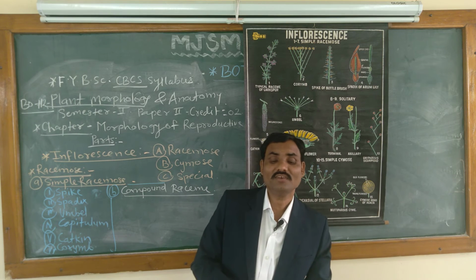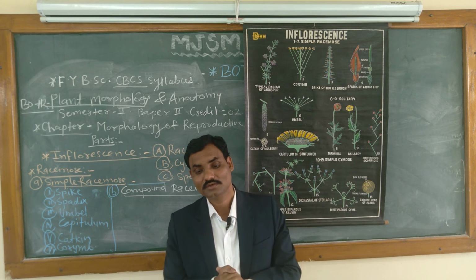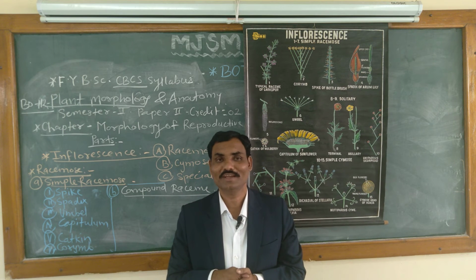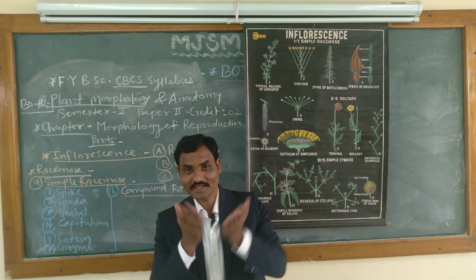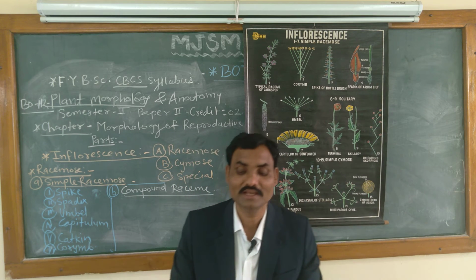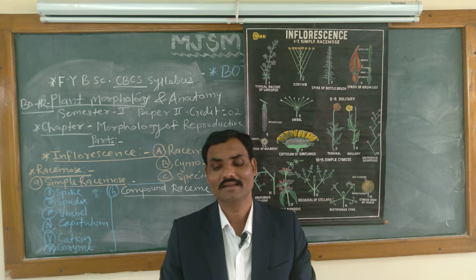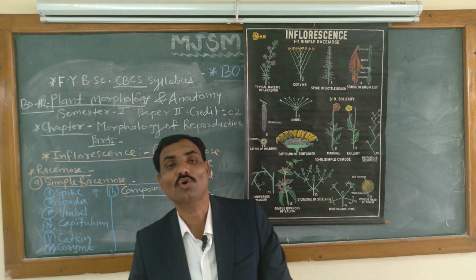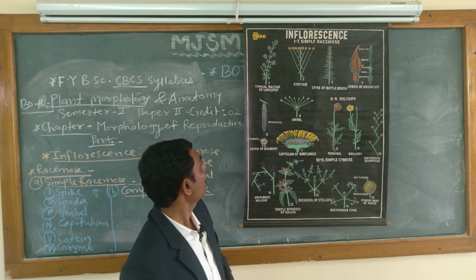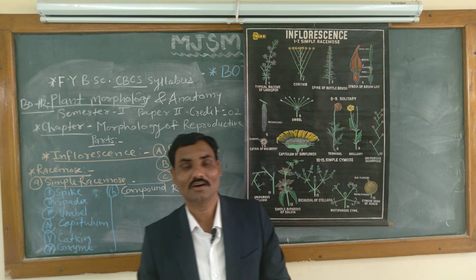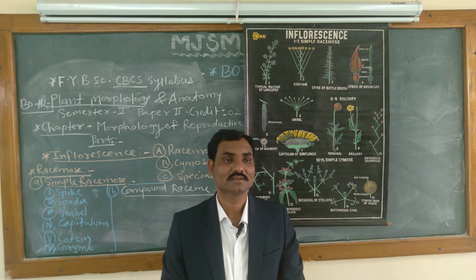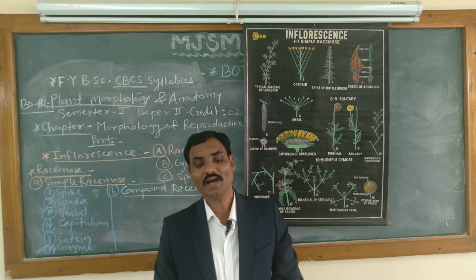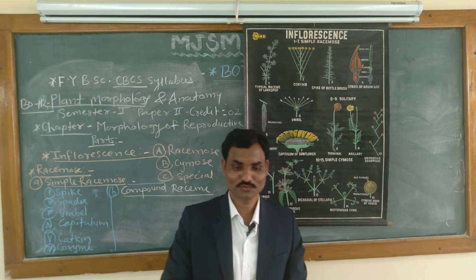Then the inflorescence is covered by a woody or fleshy spathe. We know that the inflorescence is covered by a hard, woody or fleshy spathe. An example is coconut. We have seen the structure of the inflorescence of the coconut and banana also.